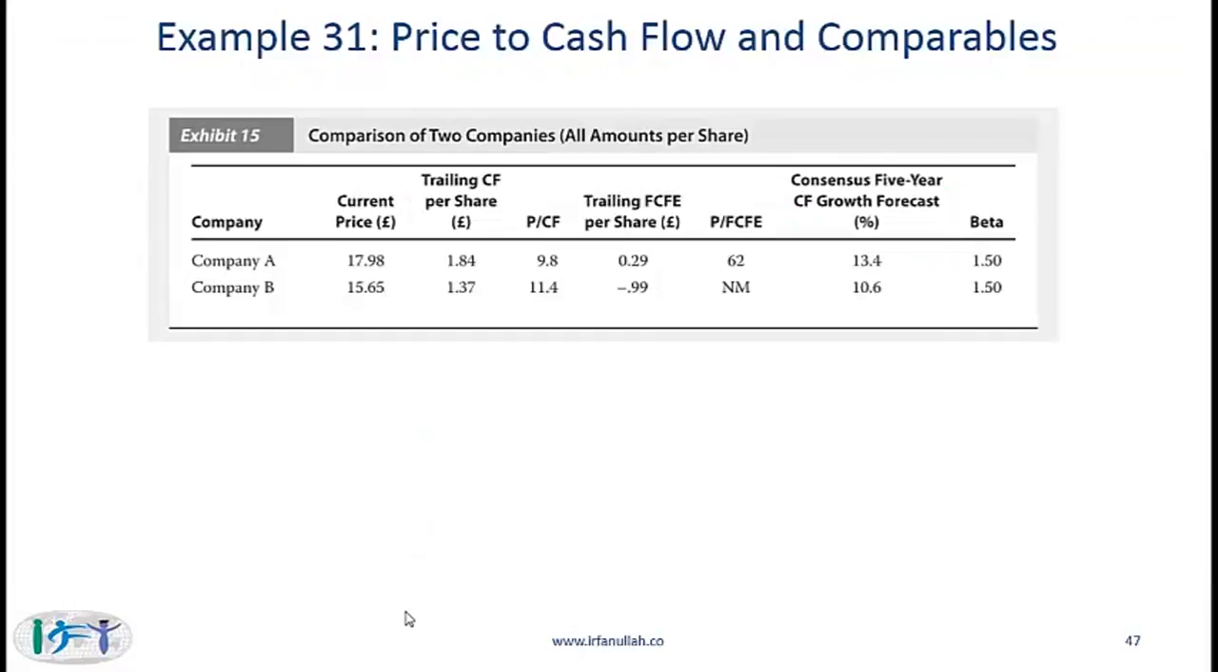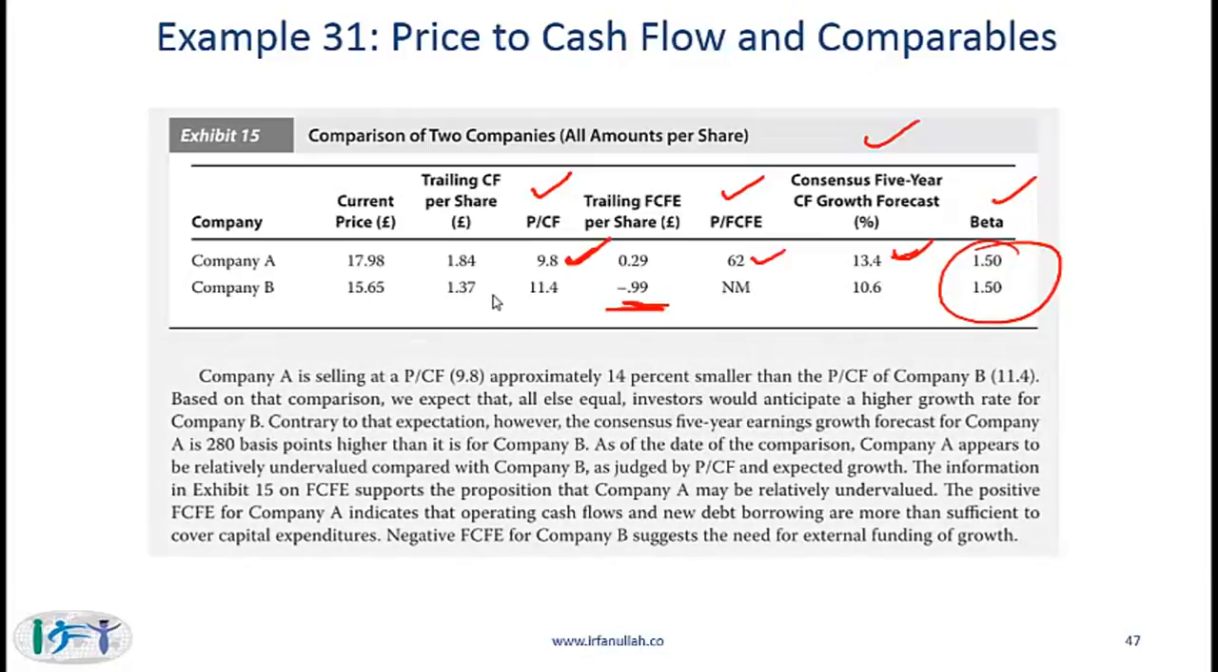Based on comparables, if you are given this information and you are asked which company is relatively overvalued or which company is relatively undervalued, what will you say? Alright, so if you think about which stock is more attractive, in terms of price to cash flow, A has a lower price to cash flow, so that is more attractive. When you look at price to FCFE, with company B we have a negative FCFE, so there again A is more attractive. In terms of growth rates, A has a higher growth rate, so it's more attractive, and the beta is the same. So when you look at this information, A seems better. And this is what the curriculum says, which you can also read.